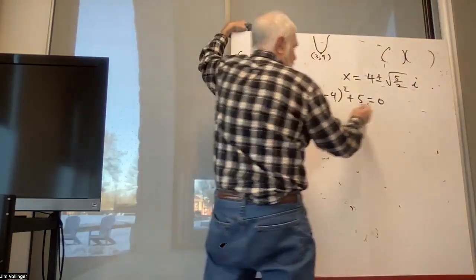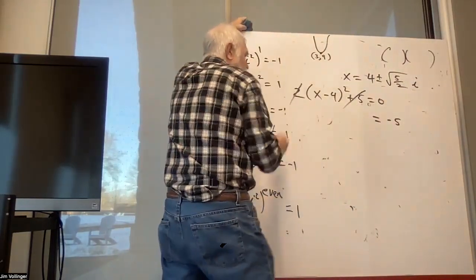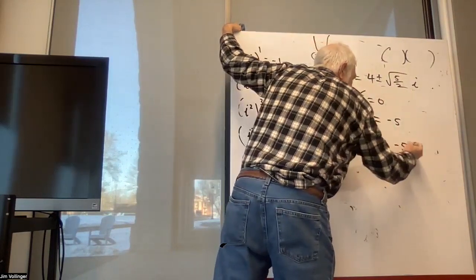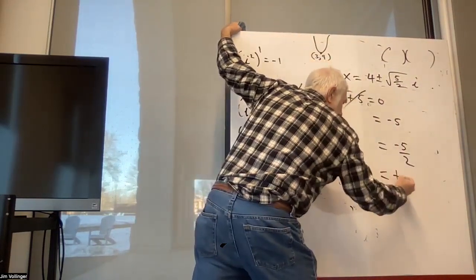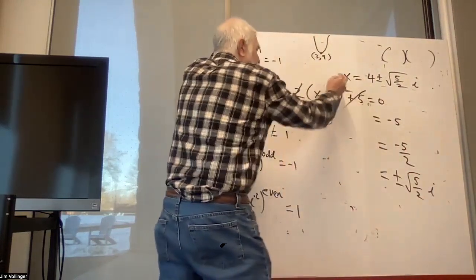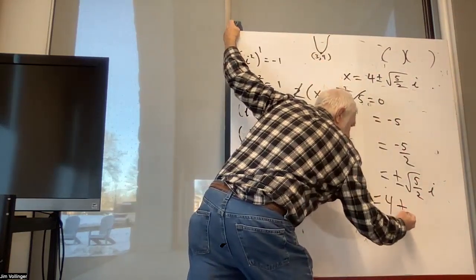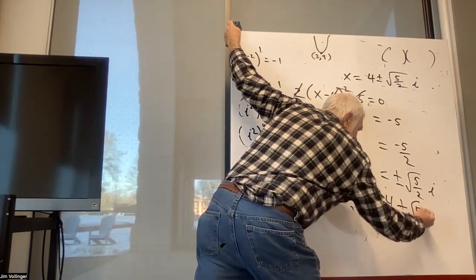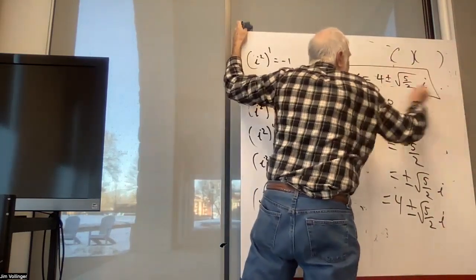All right, so positive 5 becomes negative 5. Multiplication by 2 becomes division by 2. Squaring becomes plus or minus the square root of 5 halves, imaginary. And subtraction of 4 becomes addition of 4. And you can leave it in this form. And I do believe it brings us back to that.